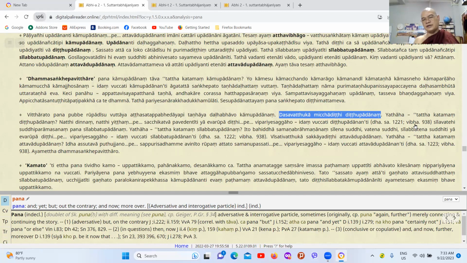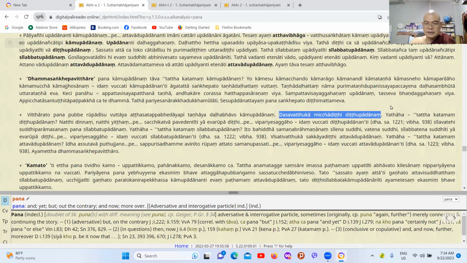So kamupadana, ditthupadana. Here ditthupadana does not refer to the self view or the world view. Ditthupadana is the rough, gross one, compared to attavadupadana. Not believing in karma, its results and so on, natthi dinnam, natthi yittham, not believing in those things is called wrong view here. Ditthupadana refers to those ten kinds of wrong views. So we classify ditthupadana into ten.